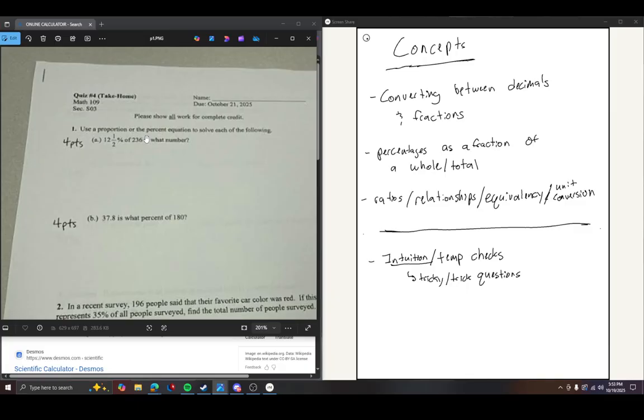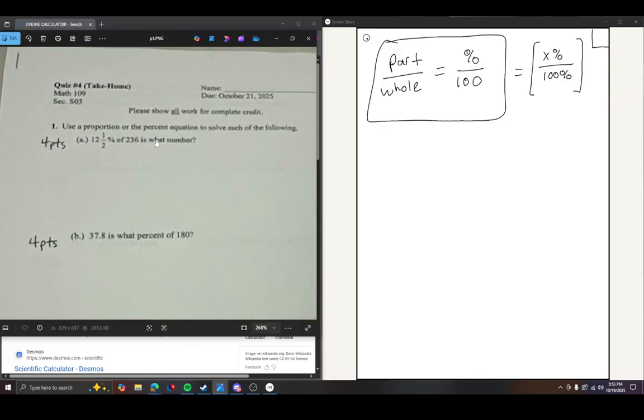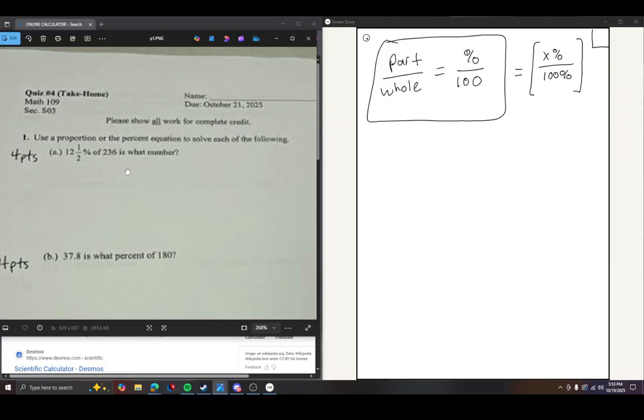So, let's see. First question is: use a proportion or percent equation to solve each of the following. 12.5% of 236 is what number? This is where I wasn't really sure. You can think of a percent as a part over a whole is equal to a percent out of 100.